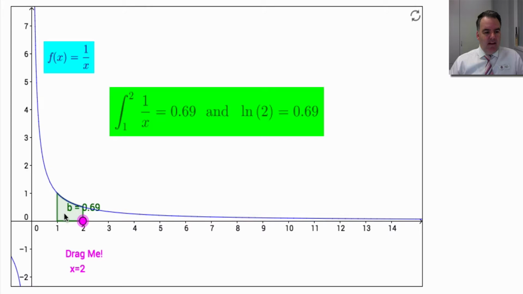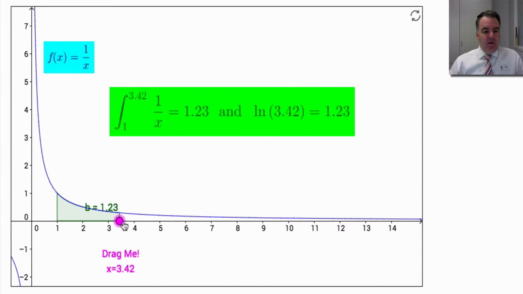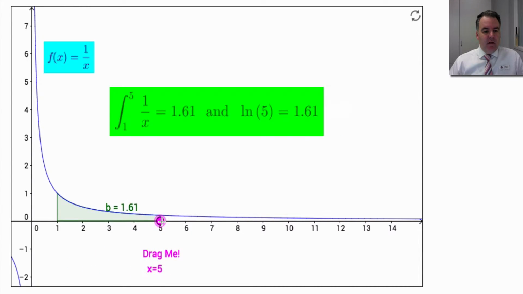So we've calculated the area underneath this curve between 2 and 1, and you can see that's the same as the natural log of 2. This is the basic definition of the natural log function. It's the area under the curve 1 over x between 5 and 1. So this is just going to be ln 5. This is a really basic definition of what the natural log function is.